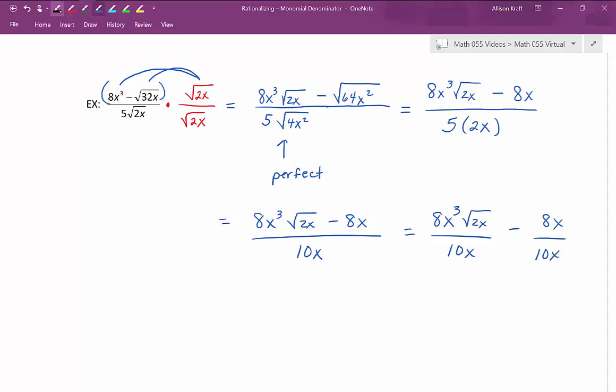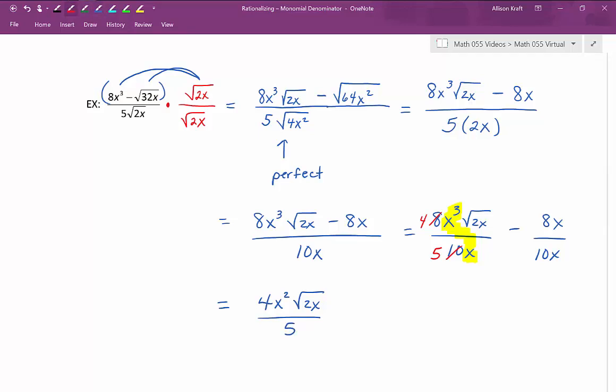In our first fraction, I see that 8 and 10 are both divisible by 2. So this becomes a 4, this becomes a 5. And I also have x to the third over x. I can simplify those by subtracting my exponents. So we're left with 4x squared square root of 2x in the numerator and just 5 in the denominator.